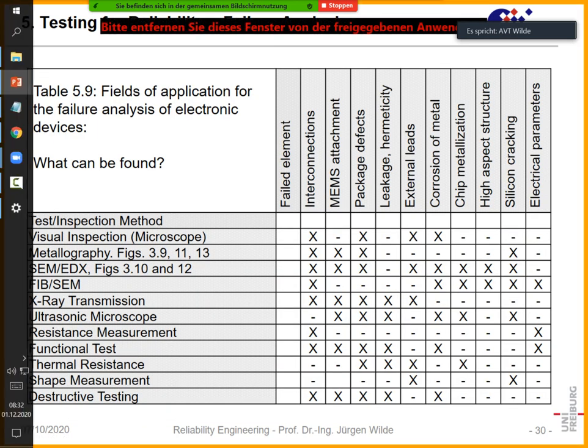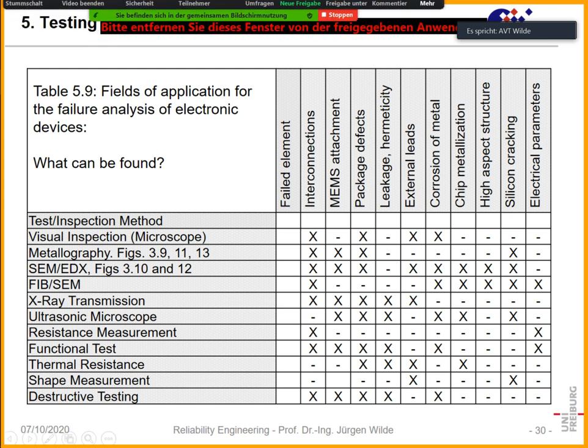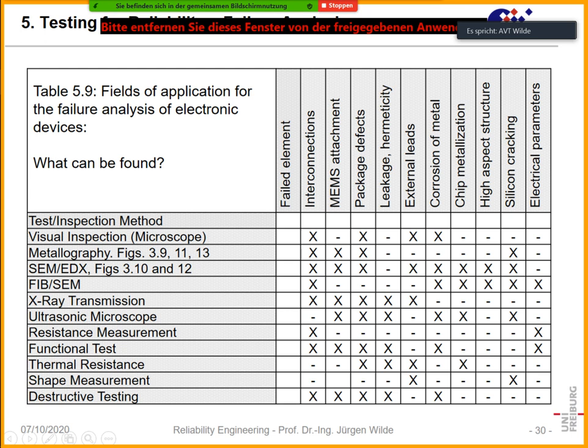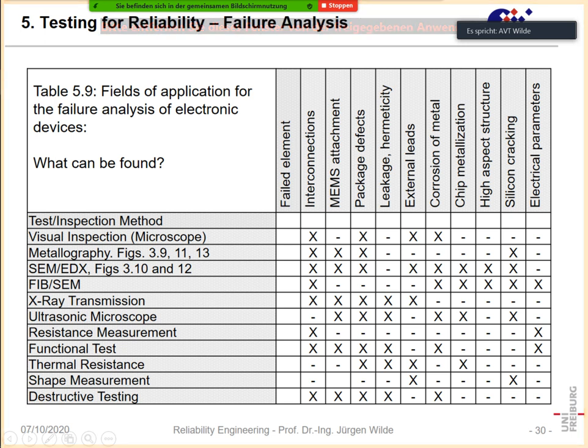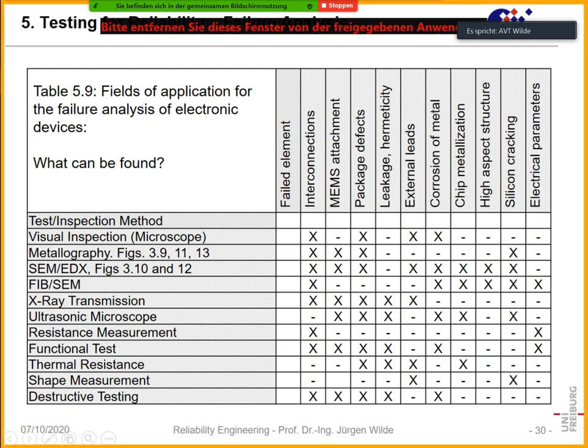Okay, now that is just to show you how many defects we can have and what can fail, like the interconnects, the die attachment, package defects, leakage, hermeticity. The leads on the outside can fracture, we can have corrosion, and we have the chip metallization, we have high aspect ratio structures which are very sensitive against vibration and shock. We have cracks in the silicon, and we have, of course, shift of electrical parameters.